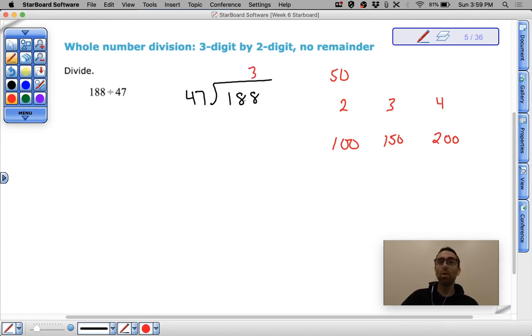And the reason I don't put it over this 8 here is because 47 is not going into 18, it's going into 188. So 3 times 7, I'm going to get an answer of 21. So I'll put this in green here. 3 times 7 is 21, so the 1 comes over here. The 2 comes up on top.